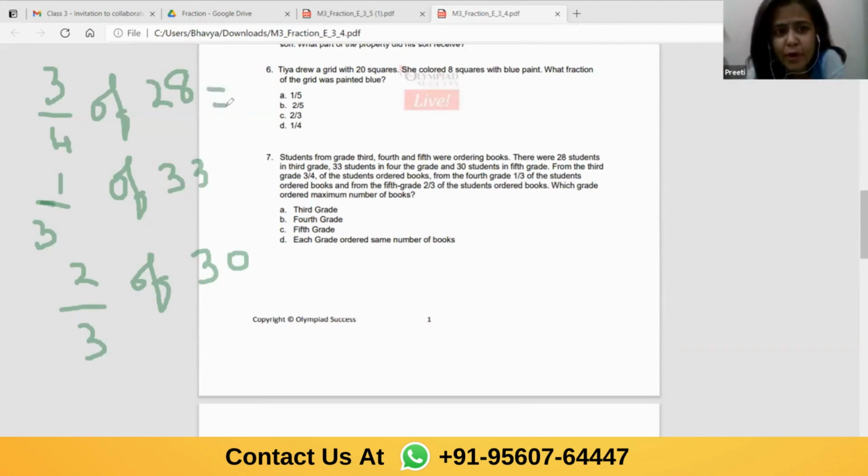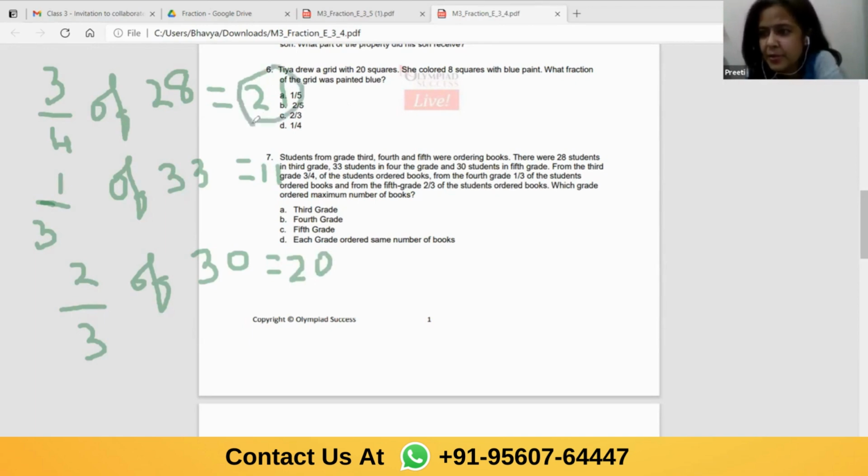Because 3 by 4 of 28 is equal to 21, if I am not wrong. 1 by 3 of 33 is equal to 11. And 2 by 3 of 30 is equal to 20. Very good, Admina. Correct. So this way 21 is the biggest number. So that means grade 3 ordered maximum number of books.